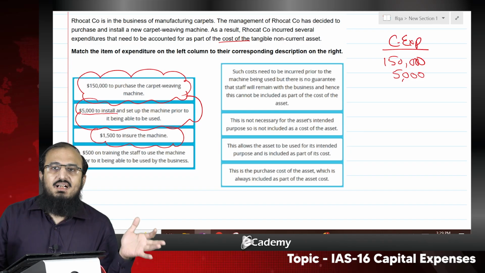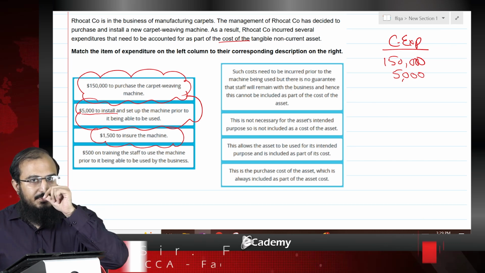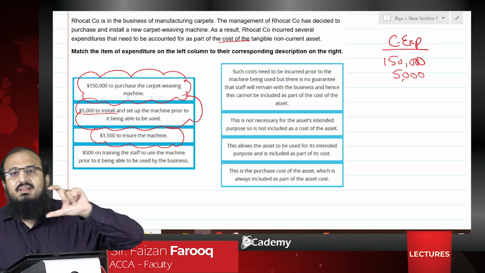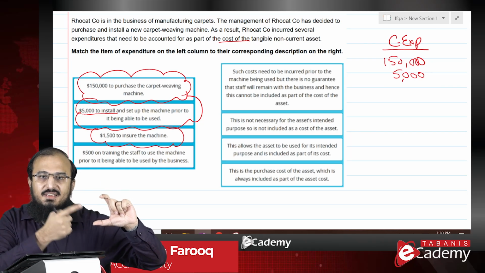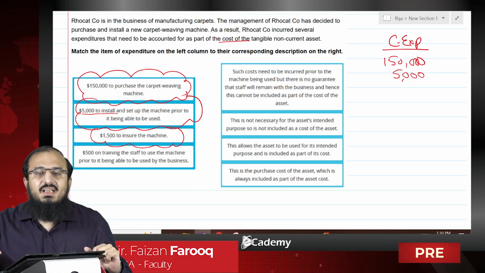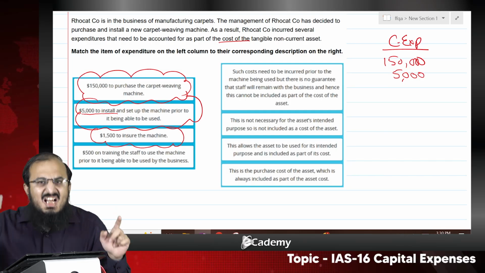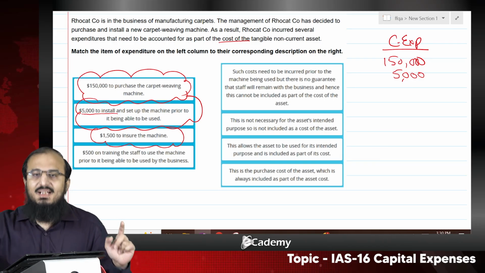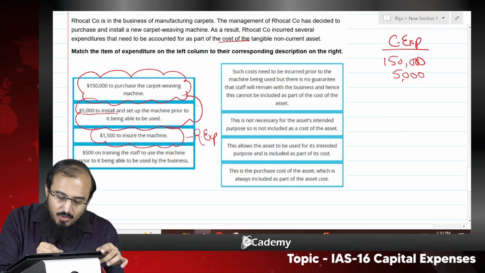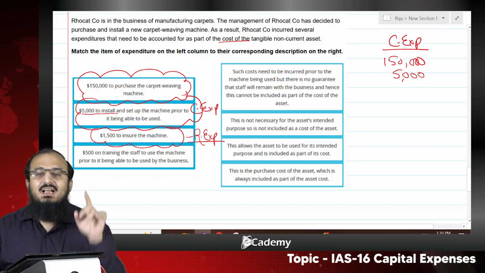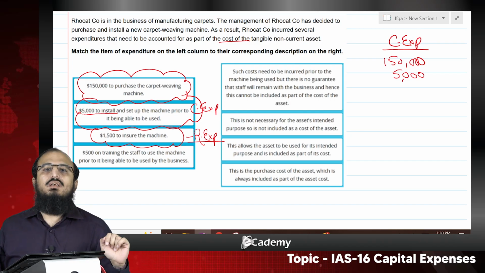Like in Dubai, if we have a car, every year we need to renew the registration certificate, the registration card of the car. And when we are renewing the registration card of the car, the insurance needs to be renewed. Any insurance of assets, insurance of a car, is a routine expense. Every year it is a recurring expense. So an expense which is recurring in nature is a revenue expense, not a capital expense. Revenue expense cannot be part of the cost of the asset. Only capital expense can be part of the cost of the asset.